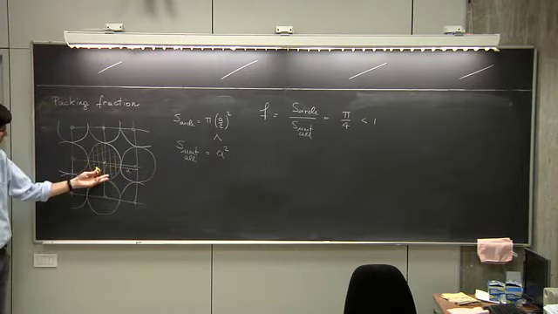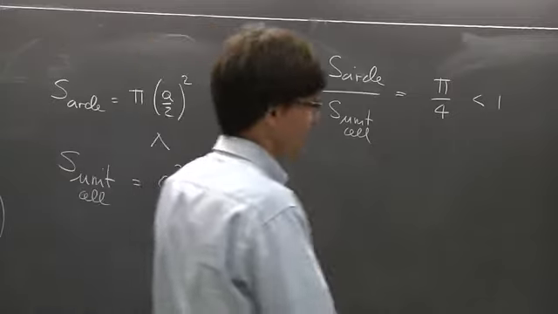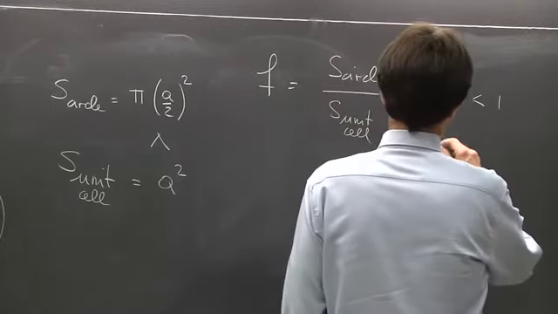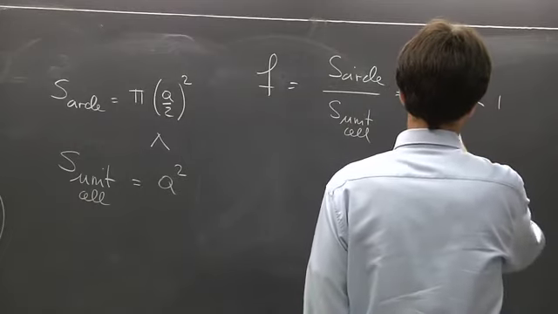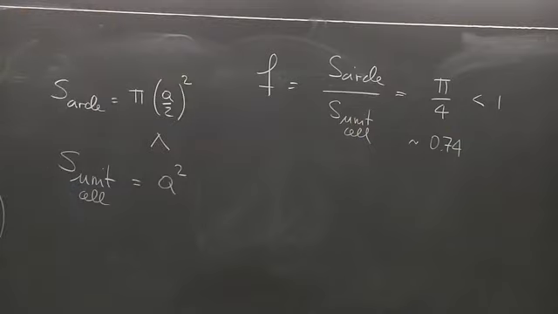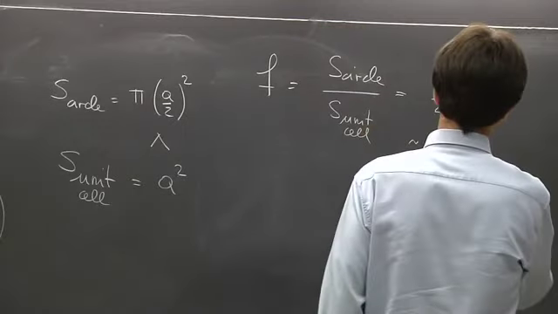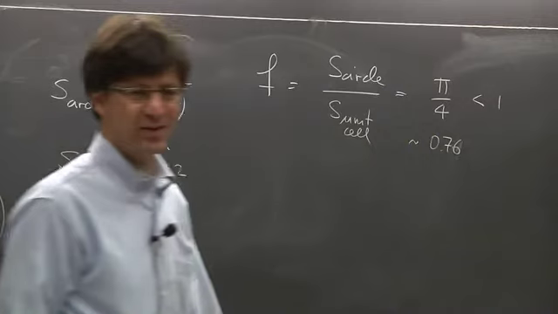We know that these circles are going to occupy most of the space, so it's certainly going to be more than 1/2. In fact, pi over 4 is how much? 0.74 or something like that, right? Roughly. So we're talking about something close to, no, more than that. Sorry, 0.76. Does anybody have a calculator?